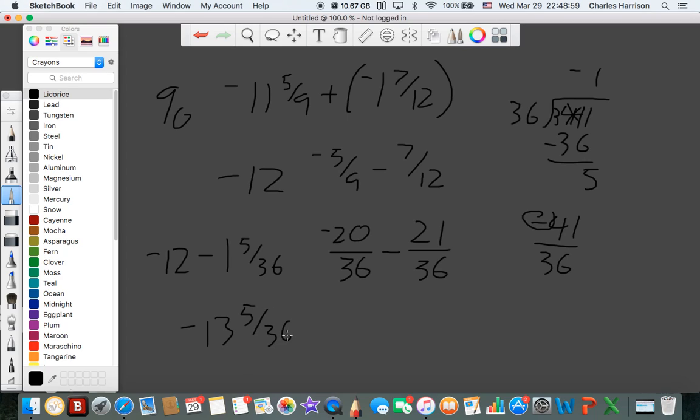That's as far as we can go because 5 is a prime number. 5 doesn't go into 36. If it was like 35, then we could reduce it, but we can't. So we're stuck with that. So again, that's the answer, negative 13 and 5/36.